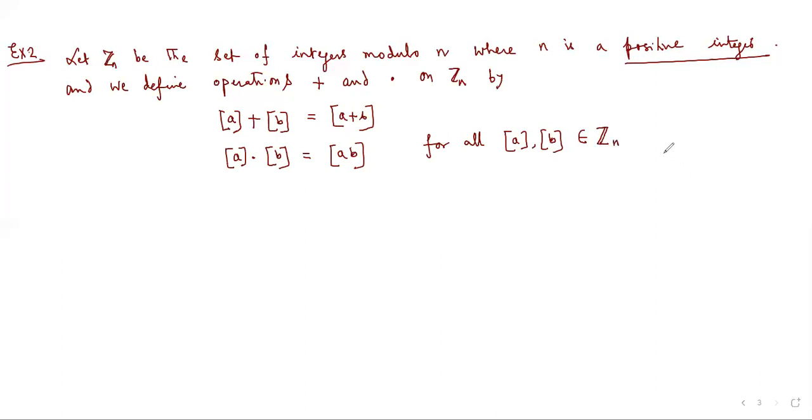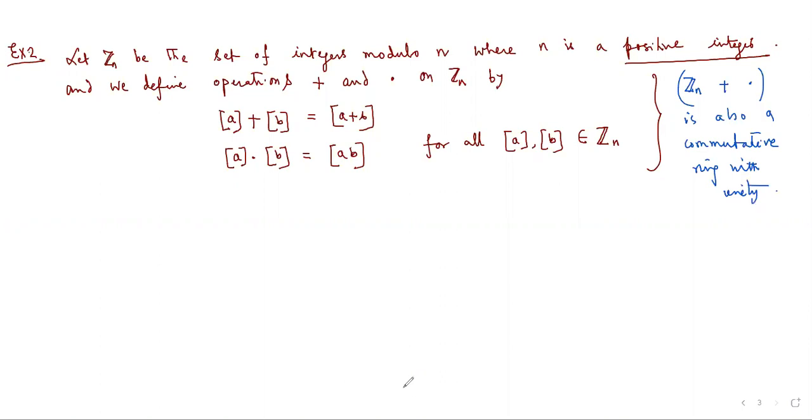Then you can easily show that this set Zn with respect to plus and dot as defined is also a commutative ring with unity. Unfortunately, this particular commutative ring does not have a special name like Gaussian integers. Not always do we have names. This is just an example which I'm citing here.